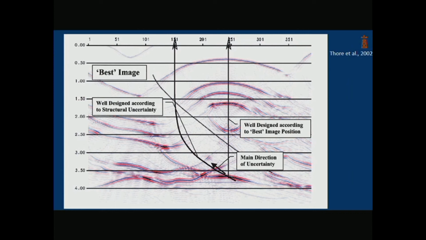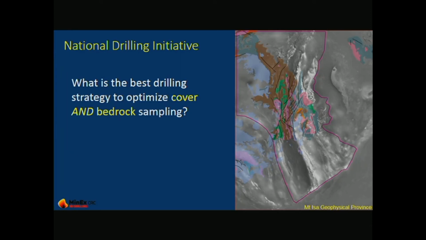One, we could make the best image that we can and then drill what we want. An alternative is to make the best image we can and to drill where we know the least. And that question is going to become particularly interesting when we look at the MinEx CRC and the National Drilling Initiative. Because the National Drilling Initiative, which has now been funded, is going to be trying to decide what is the best drilling strategy to optimize cover and bedrock sampling.